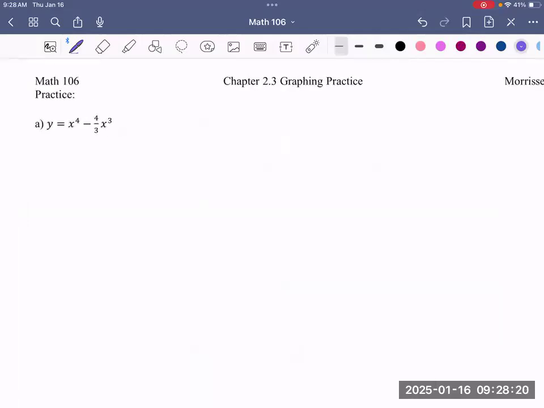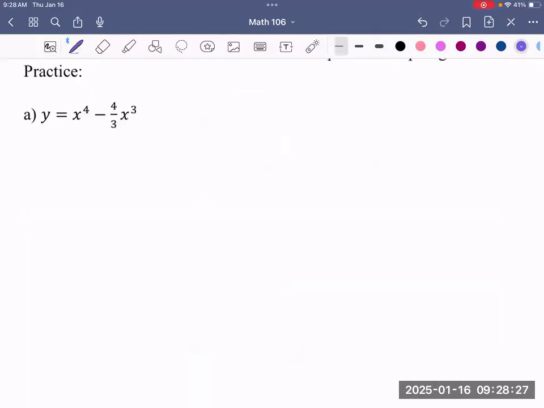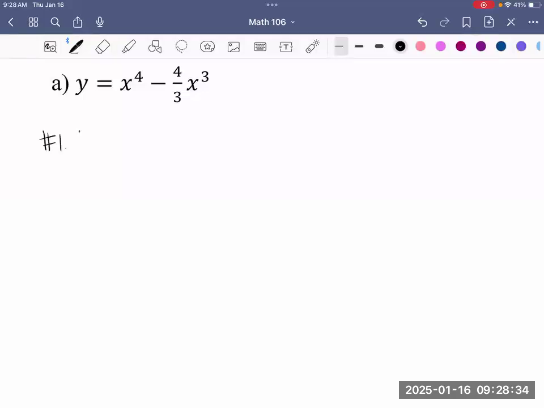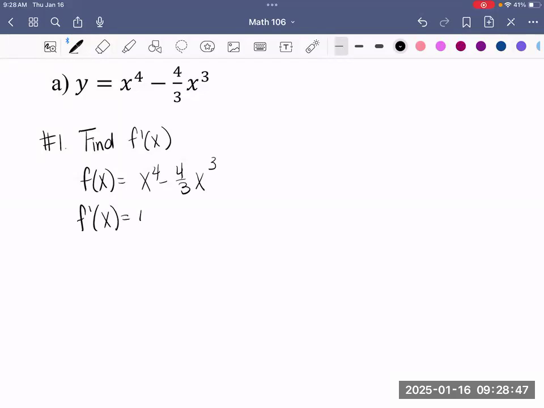We are going to practice graphing the following just using what we've learned in our previous section. So first, we're going to start off with taking your first derivative. Find f prime of x. So if f of x is x to the fourth minus 4/3 x cubed, then your first derivative is 4x cubed minus 4x squared.